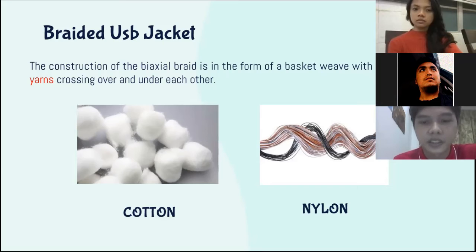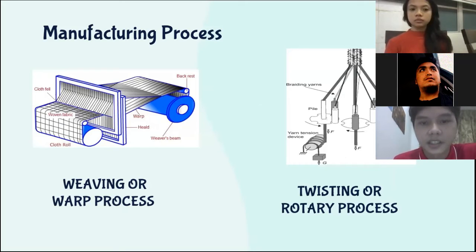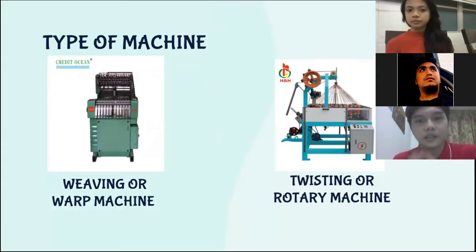So this is one example of the material. First is the cotton and second is nylon. Okay, to manufacture these two materials, first we use the weaving or warp process, and second is the twisting or rotary process. From that process, we also include what type of machine is suitable for this process. So this is one type of weaving or warp machine, and second is the twisting or rotary machine.